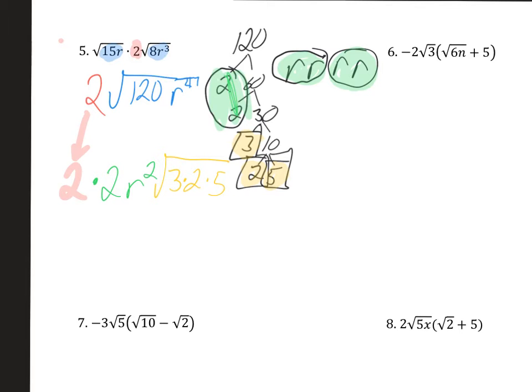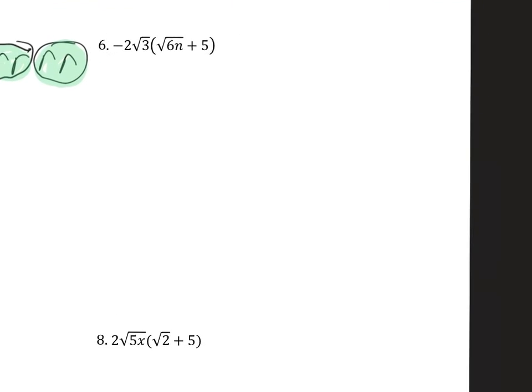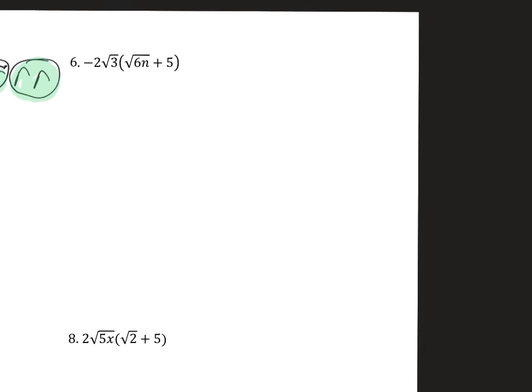So let's go ahead and simplify this out. 2 times 2 is 4. R squared. Radical 3 times 2 is 6 times 5 is 30. This is my final answer. Okay, I'm going to give you a couple minutes. Go ahead and try the next one.